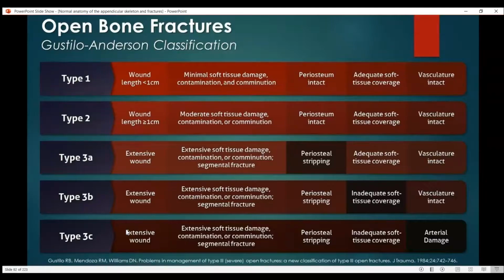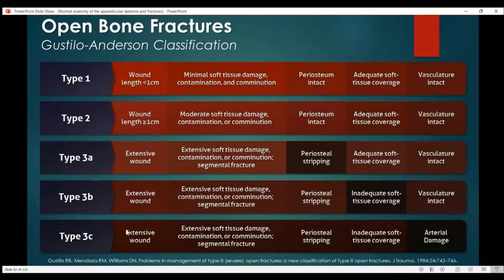Okay, now we are going to talk about the external environment and the internal environment of the fractures. Such a classification is called the Gustilo-Anderson classification. You need not completely learn this classification now, because you will be learning all these sessions again in your orthopedics semester.